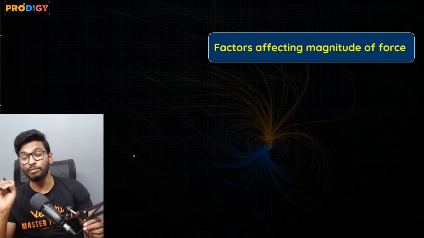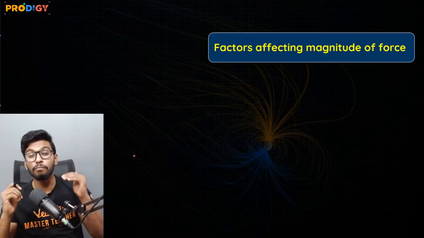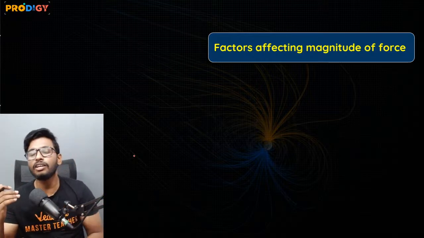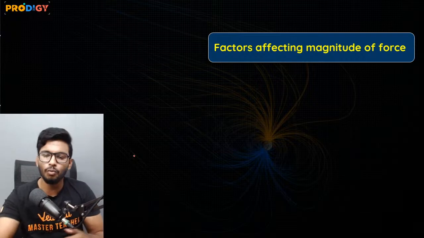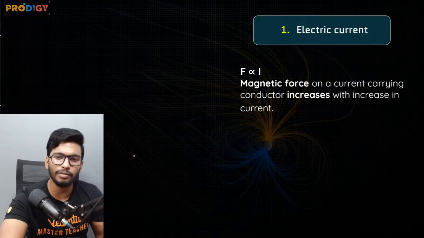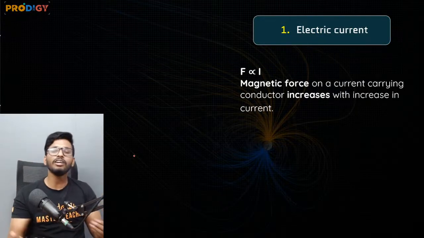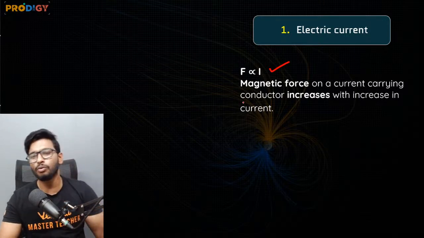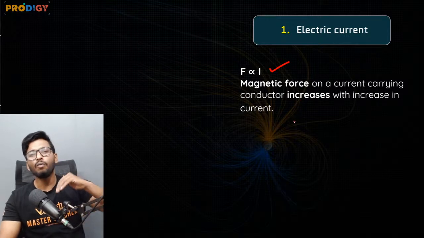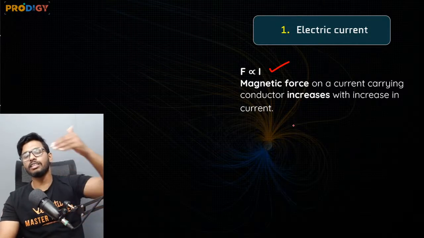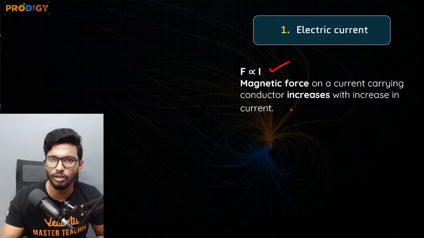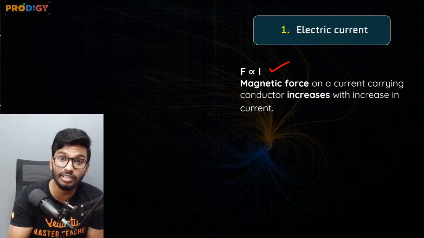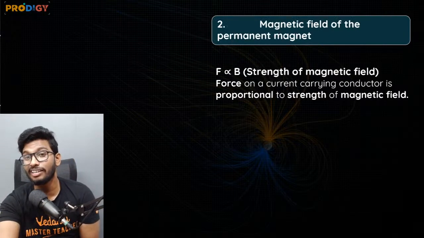Finally, the last thing I'm going to talk about is the factors on which the magnitude of force depends. How much the value of force is, that depends on several factors. One of the major factors is basically the current. More the current, more would be the force on the current carrying conductor. So basically F is directly proportional to I. The magnetic force on the current carrying conductor would increase if you increase the current as well. The force on the current carrying conductor is directly proportional to the current. More current is flowing through the conductor, more would be the force on that conductor.